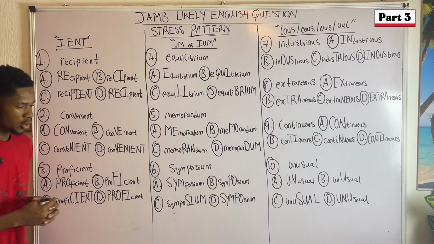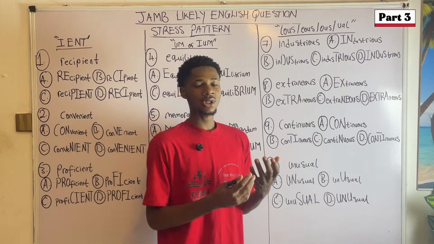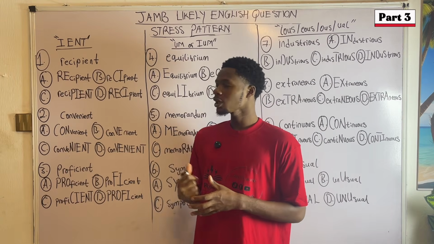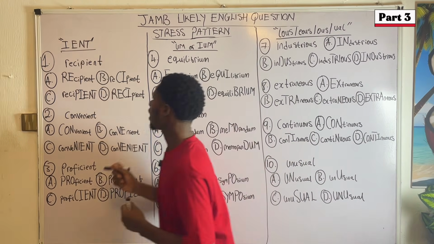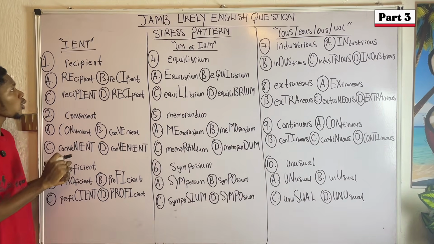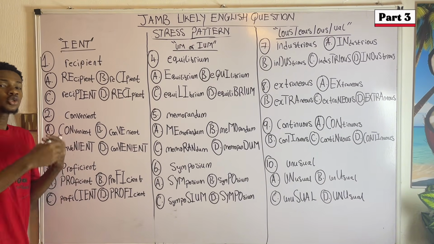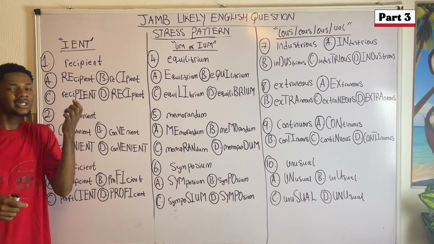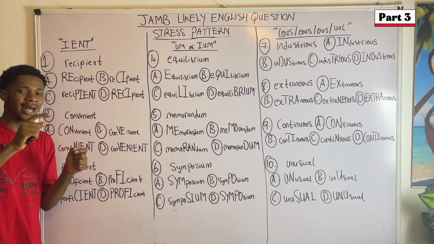How do you attempt a question like this? What is the trick? You don't have to start shouting in your JAMB examination hall. There's a trick to knowing the answers to these guys. Now take note, whenever a word ends with IENT, to stress it, we must stress the syllable that comes before the IENT, that is, the second to the last syllable.